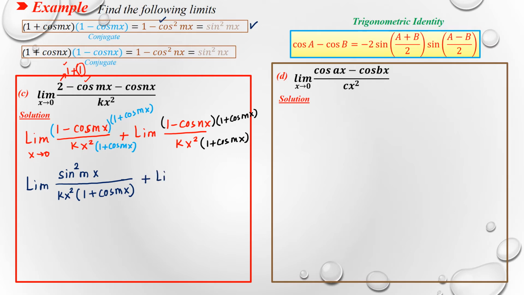plus limit, with the same manner, 1 plus cosine nx multiplied by 1 minus cosine nx equals 1 minus cosine squared nx, and this gives us sine squared nx. So in the numerator for the second limit, we have sine squared nx divided by kx squared multiplied by 1 plus cosine nx.